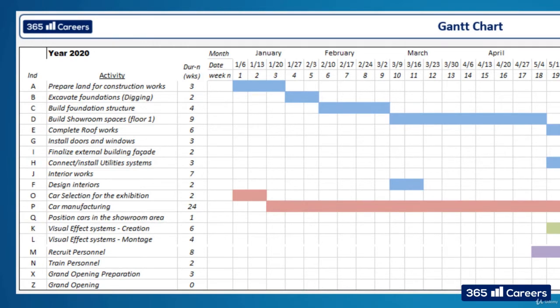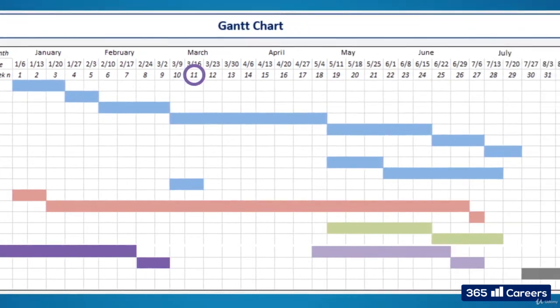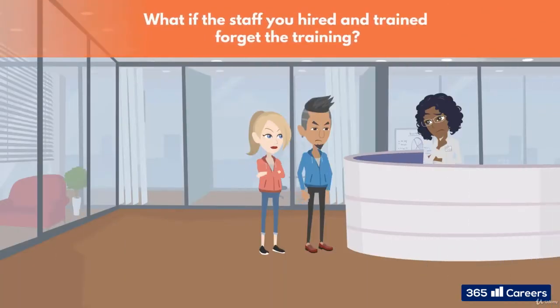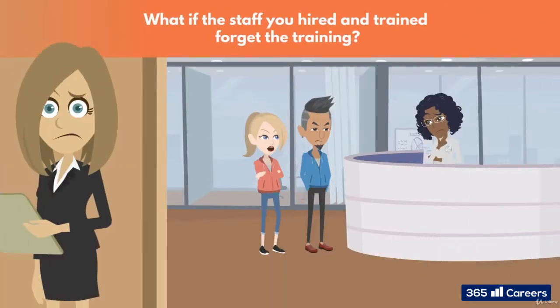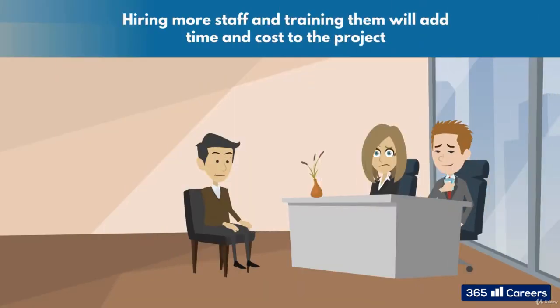So think about this. M, recruit personnel, is a nice quick activity which you could start immediately, with N, the interview process, starting soon after. This means you could have the whole stream complete by week 11, but that leaves a long time before the showroom is set to open. What if the staff you hired and trained find other jobs, or they forget the training? Hiring more staff and training them will add time and cost to the project.